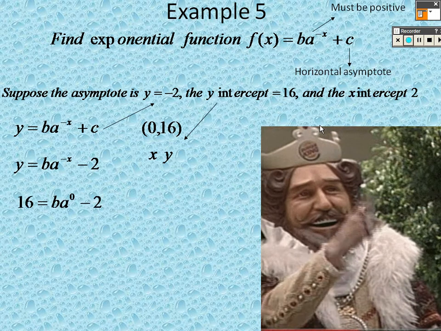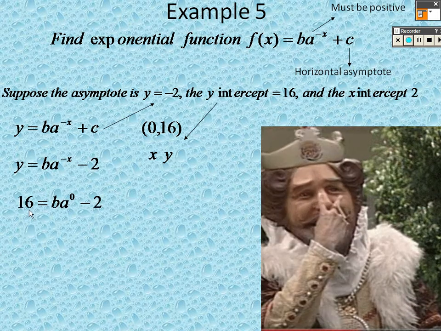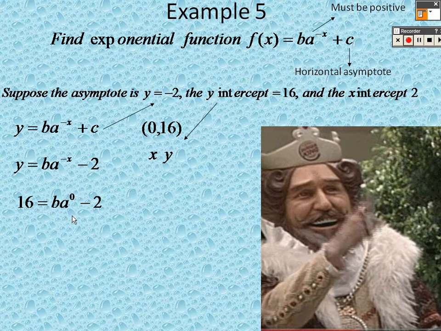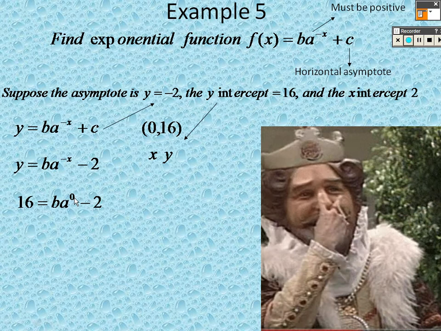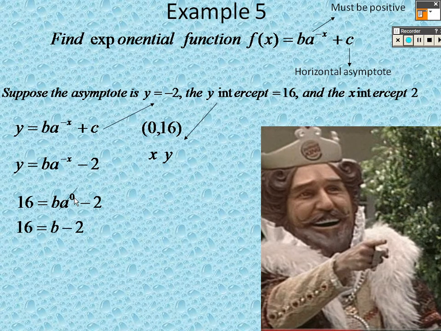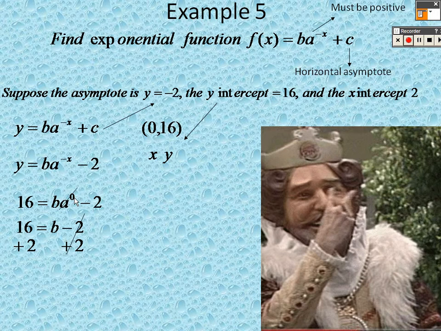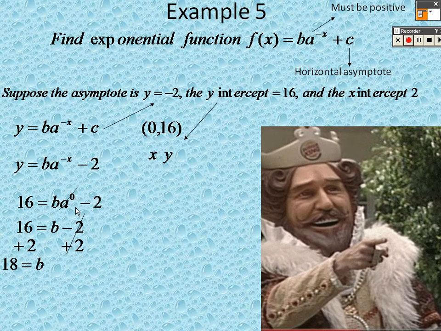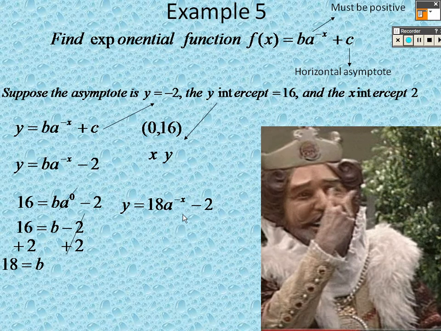So what that's saying is, hey, plug a 0 in for x and plug a 16 in for y and try to solve this. Well, how can I solve this? It's actually very simple. b to the 0 is 1, so really I'm looking at a minus 2. When I add 2 to both sides, I figure out that a is actually 18 in this problem. So now all I need to do is find out what b is.